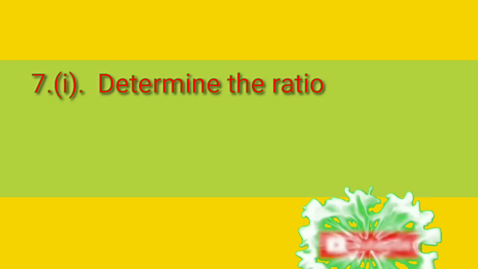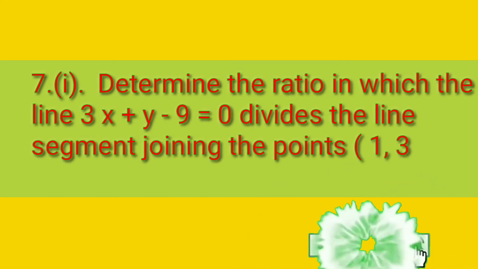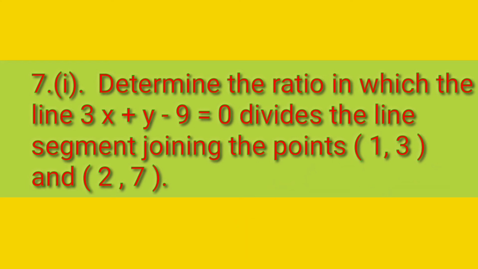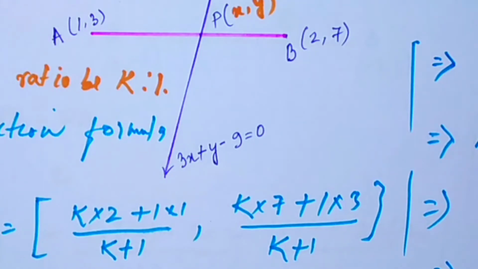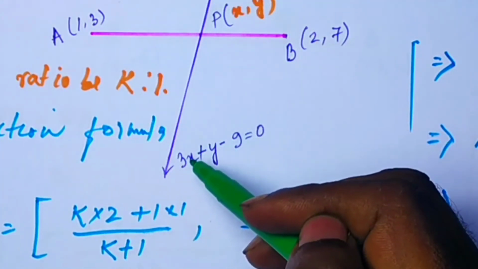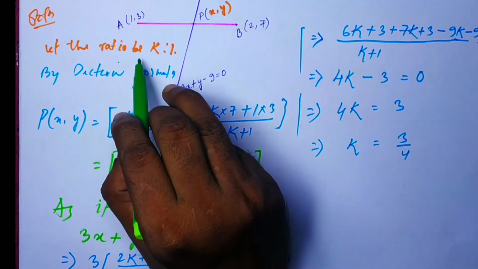Now we have a question. Determine the ratio in which the line 3x plus y minus 9 equal to 0 divides the line segment joining the points (1, 3) and (2, 7). So let us find out the ratio. We draw the diagram here, A(1, 3) and B(2, 7), and this is the line which cuts AB at P(x, y). So let the ratio be k:1.